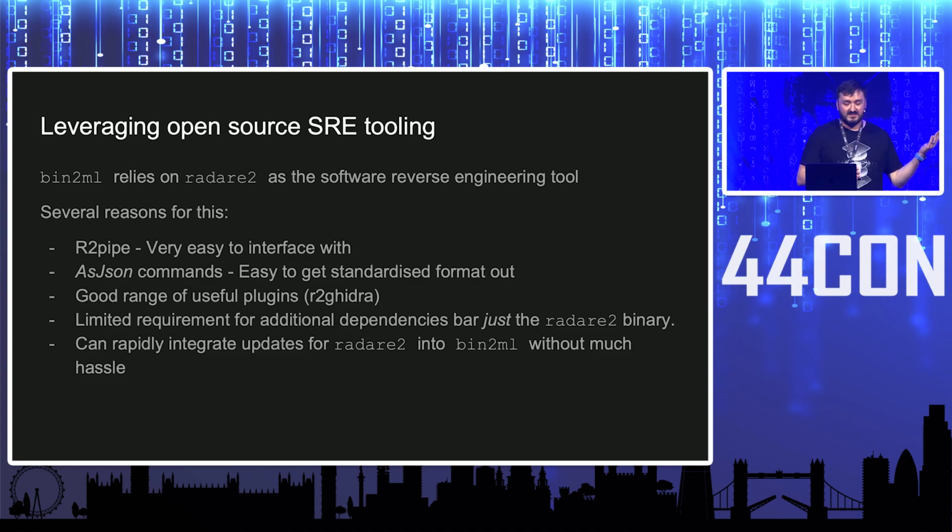There's also the JSON commands, which again give me my standardized inputs. There are loads of checks around that, so if it changes, it will break and say, this is broken, you have got different data. If they do change it, it will know. There's also a really cool range of plugins in there. One of the key ones was r2ghidra, so that goes straight into Sleigh.